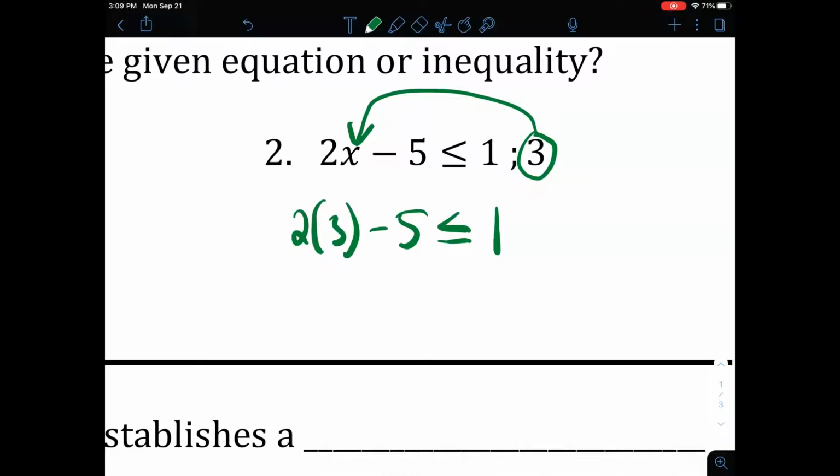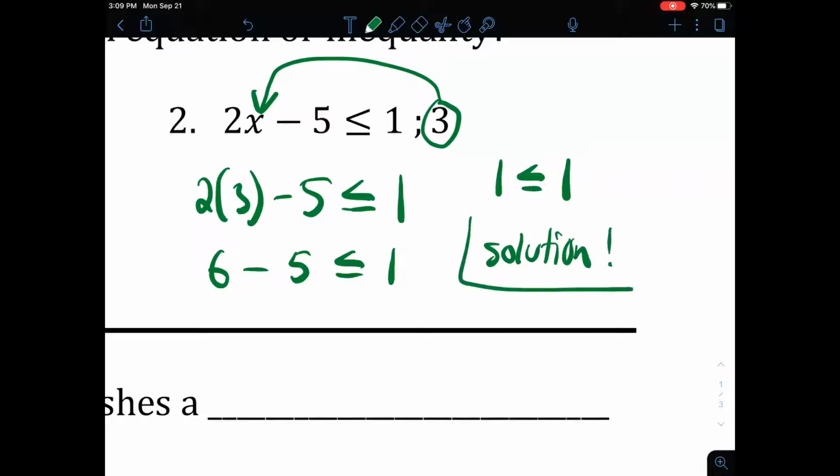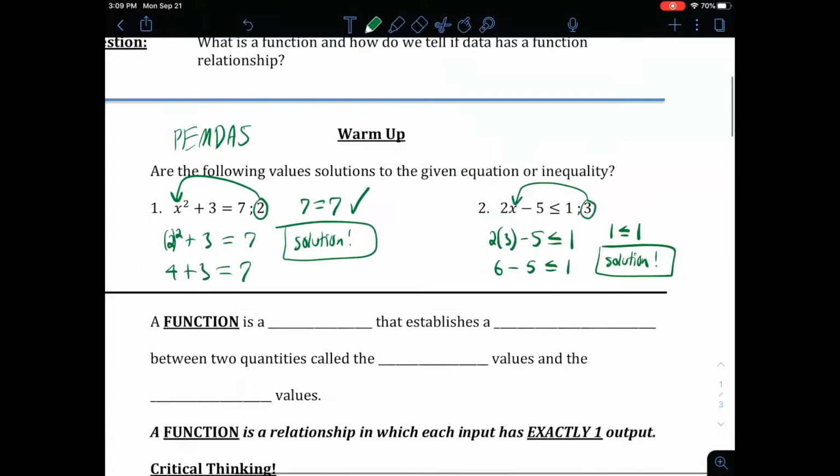Now, do we do 2 times 3 or 3 minus 5 next? What comes first in PEMDAS, multiplication or subtraction? Multiplication comes first. 2 times 3 is 6. Minus 5 is less than or equal to 1. Now, what is 6 minus 5 going to be? It's 1. Is 1 less than or equal to 1? Is it less than 1? No. Is it equal to 1? Yes. So is that a solution or not? It is a solution. It needs to be one or the other. That's all it needs to be. And there we go.